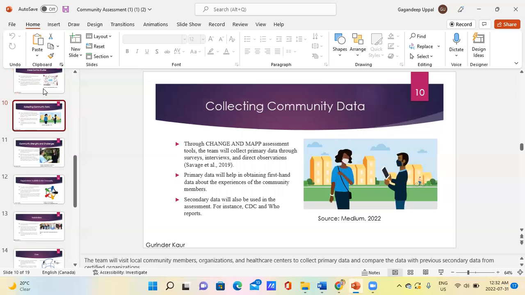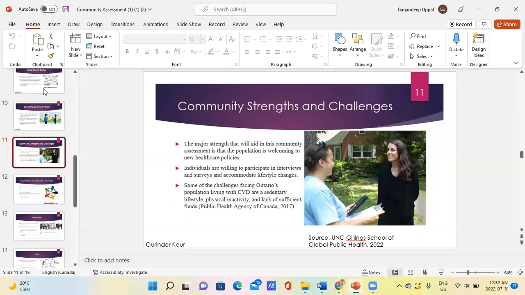After that is collecting community data. Through the CHANGE and MAP model, it is a type of tool where team members collect primary data through surveys, interviews, and direct observation. And primary data will help in obtaining first-hand data, for example, direct interaction with the people. And secondary data will also be used for assessment, for example, CDC reports. Continue further.